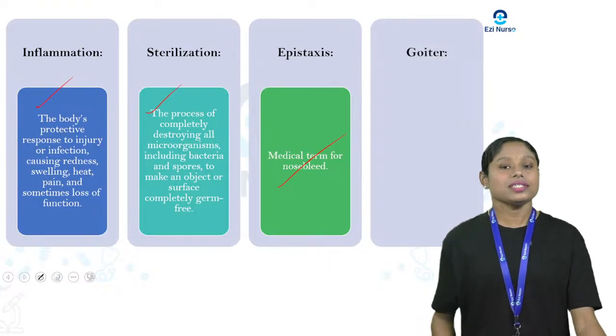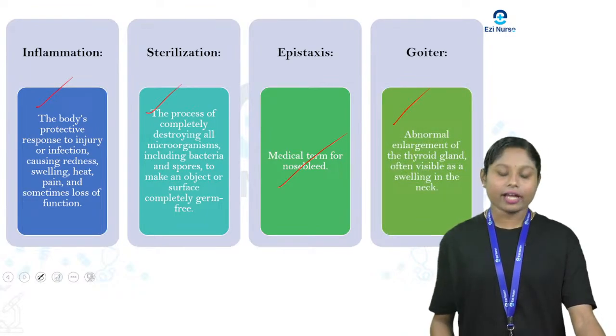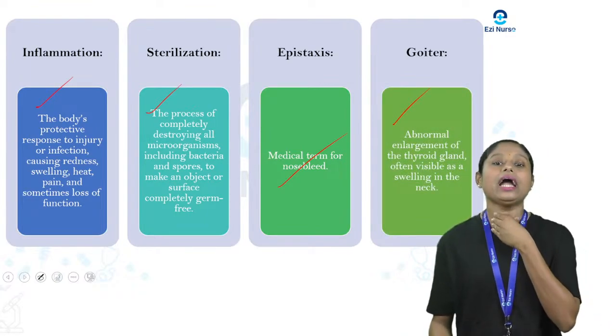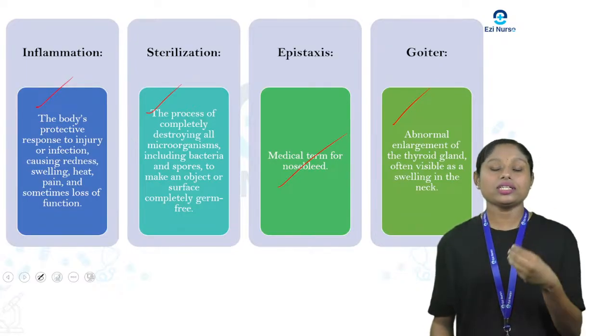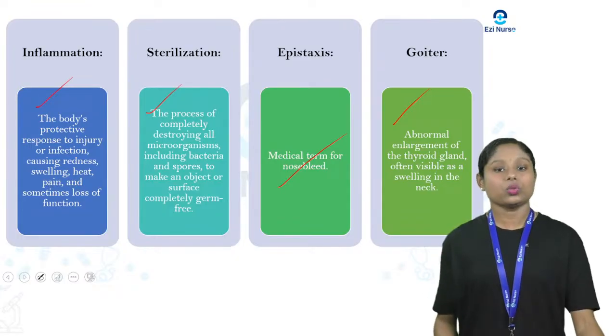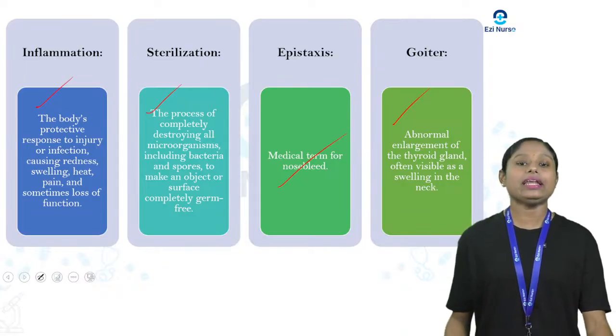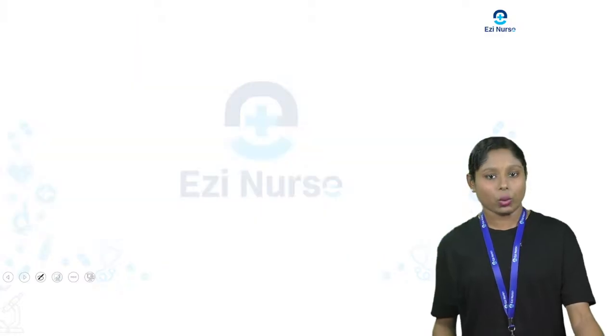So next word is goiter. So what is goiter here? It is an abnormal enlargement of thyroid gland. So there will be abnormal enlargement we can see in the neck area. It is abnormal enlargement of thyroid gland, often visible as swelling in the neck. That is defined as goiter. So that disease condition is defined as goiter.